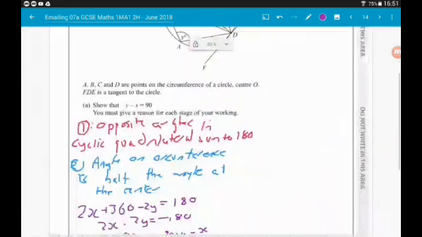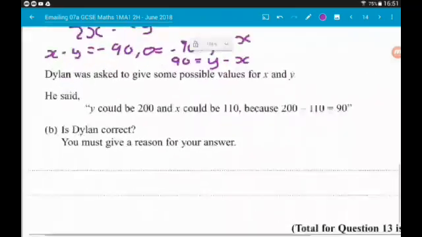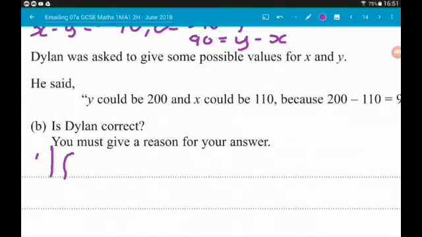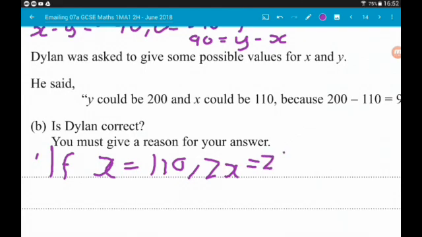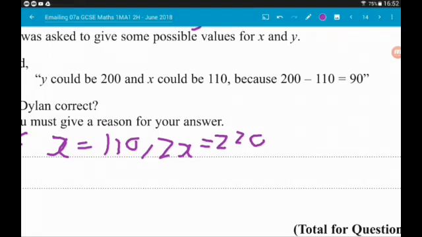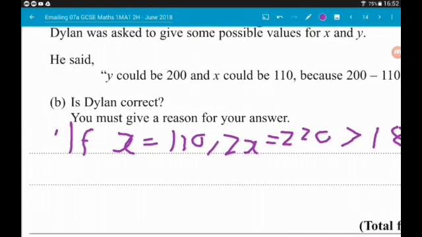So if x was 110, 2x would be 220, which is greater than 180 degrees. So no, he isn't.